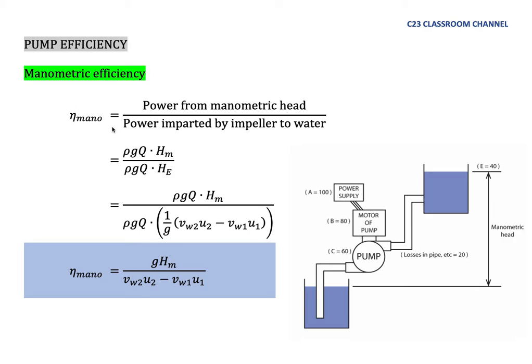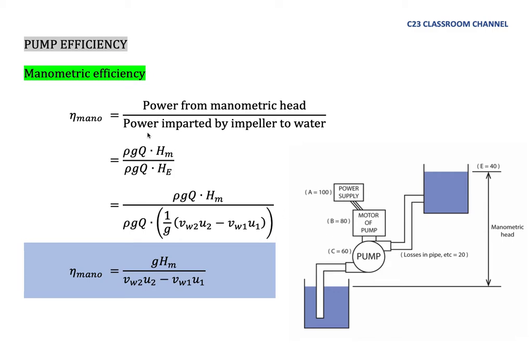The equation for manometric efficiency is power from manometric head over power imparted by impeller to water. The power from manometric head can be calculated by using the equation for power, rho GQH, and we need to be very selective about our H here. If we want to calculate power from manometric head, we need to use manometric head. And if we want to calculate power from impeller, we need to use Euler head, because Euler head is the head that is generated by the impeller in the pump here.